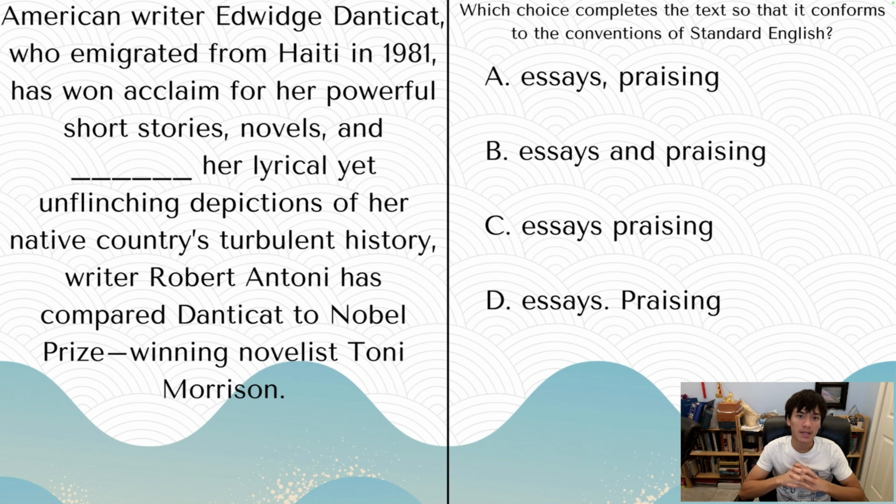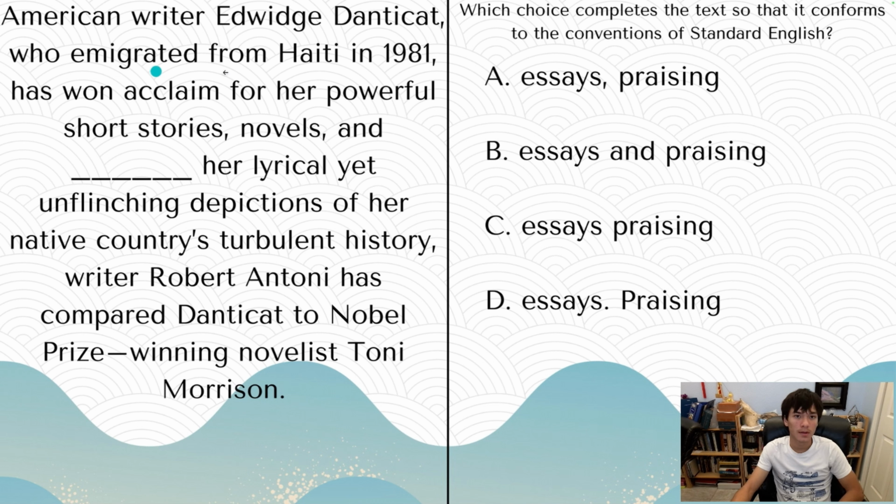American writer Edwidge Danticat, who emigrated from Haiti in 1981, has won acclaim for her powerful short stories, novels, and blank. Her lyrical yet unflinching depictions of her native country's turbulent history, writer Robert Antoni has compared Danticat to the Nobel Prize-winning novelist Toni Morrison. Which one of these would be correct?